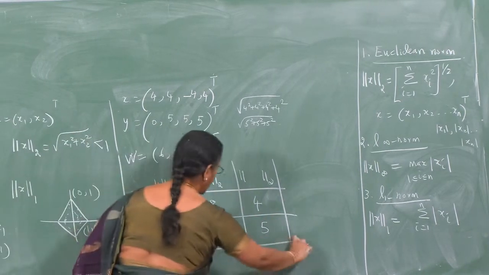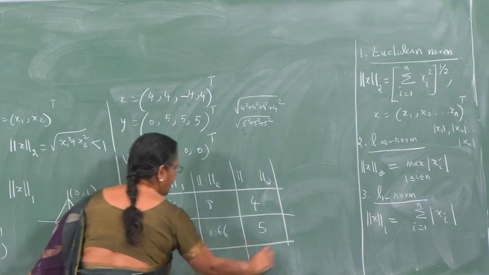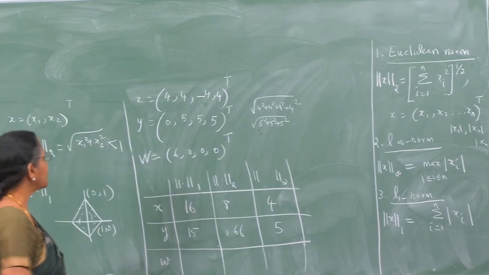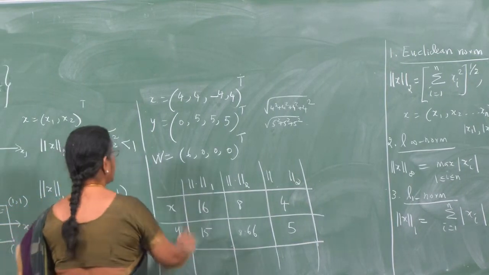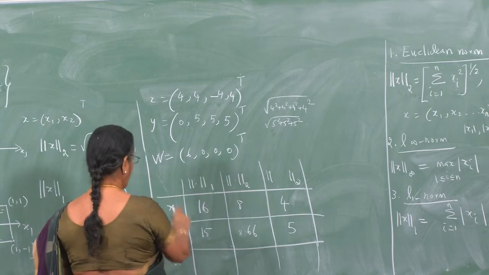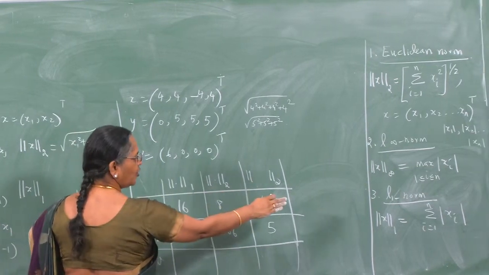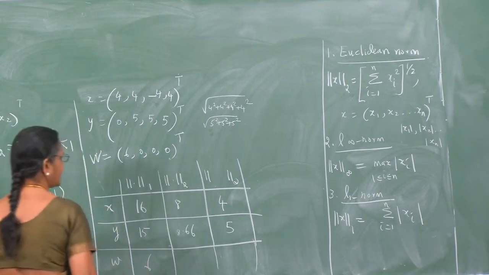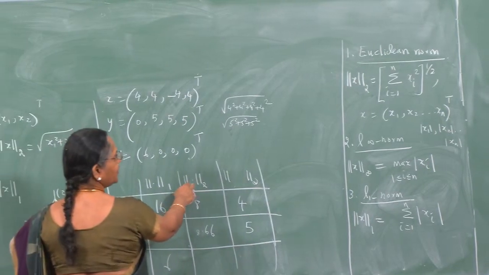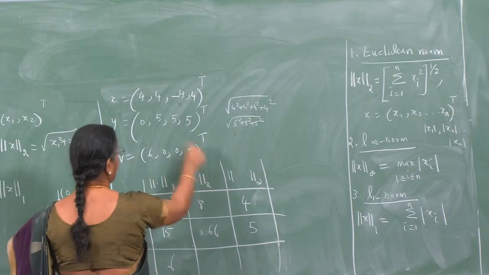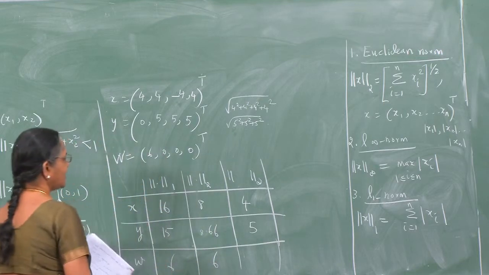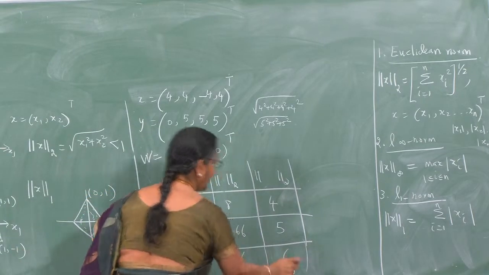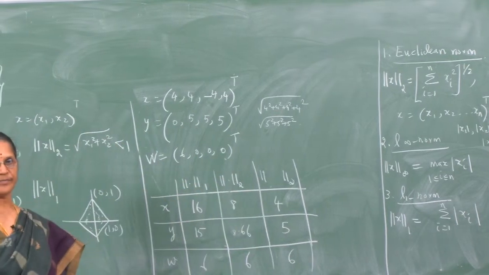Let us now take the same definitions of the norms for the vector w and compute each of these norms. So, for w, norm 1 is the sum of the absolute values of the entries. So, it is 6. Norm 2, that is square root of 6 square plus 0 square, etcetera. So, 6. And then norm infinity, maximum of the absolute values of the entries, which is again 6.